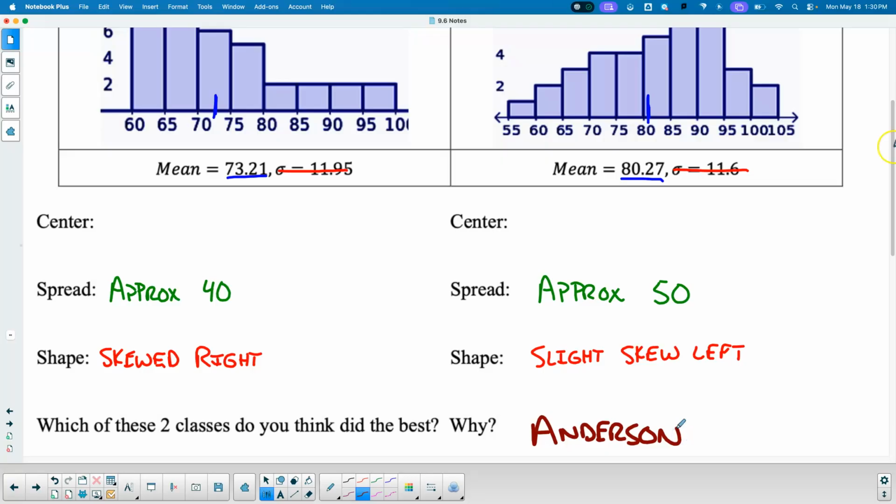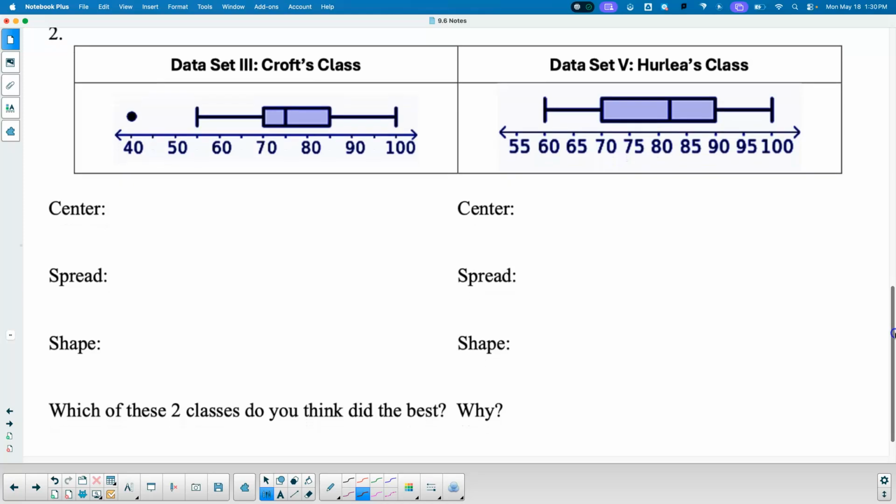All right, let's go to the next one. Croft versus Herlea. What are we thinking? So median here would be what? $75. Okay. Median here would be what? What do you think for Herlea? Like 82-ish? Somewhere in that range? I'd go with 82. Okay.